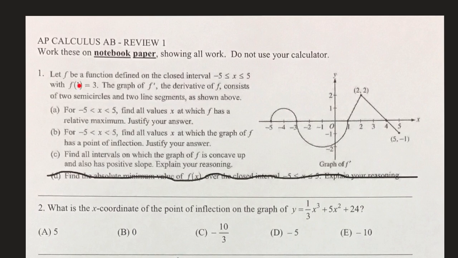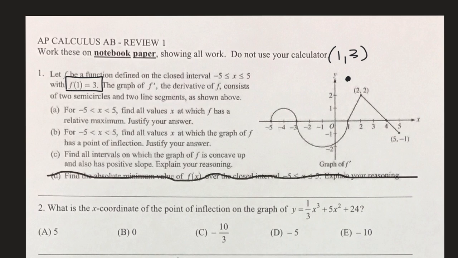Okay, so we know that f of 1 equals 3. So on our original function, when x is 1, y is 3. Okay, so that point on your original function is like right there. That goes with f, right? That is not a part of our graph. That goes with f. So, f prime consists of two semicircles, two line segments as shown to the right.